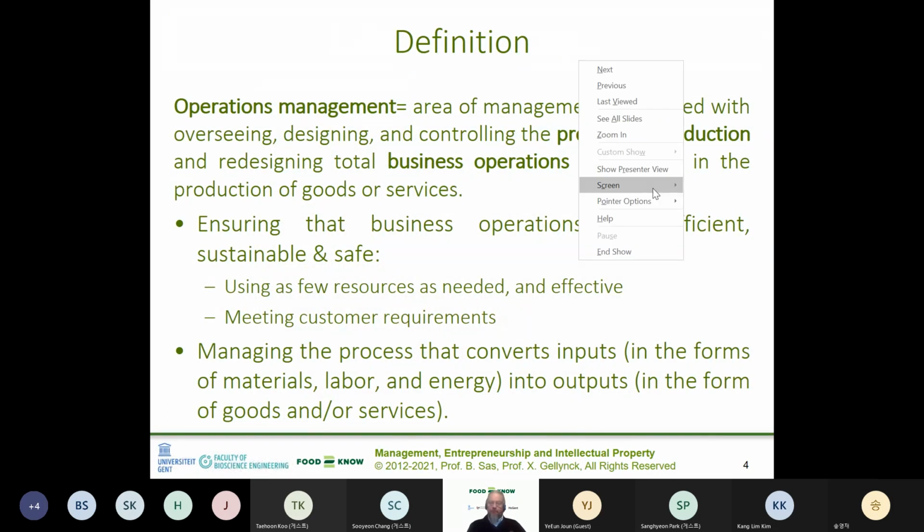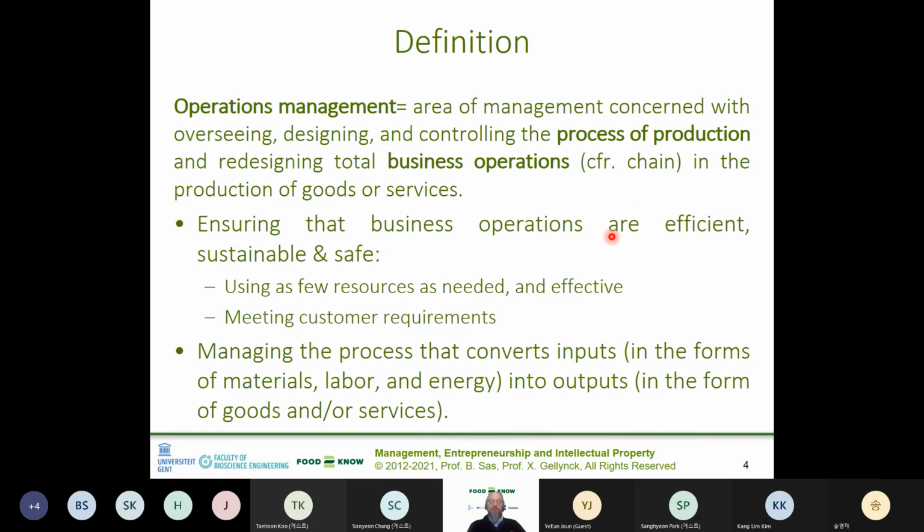So, definition of operation management. Operation management is management concerned with the process of production, but also related to inventory management, labor management. And it can be both on products, but it can of course also be on processes. So it's ensuring that business operations are efficient, sustainable, and also safe. In the past, during the industrial revolutions, you had a lot of accidents, and labor people were not taken very good care of.